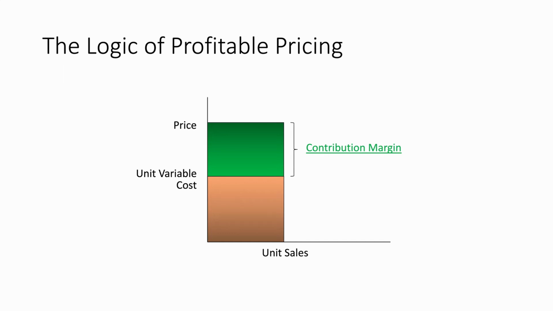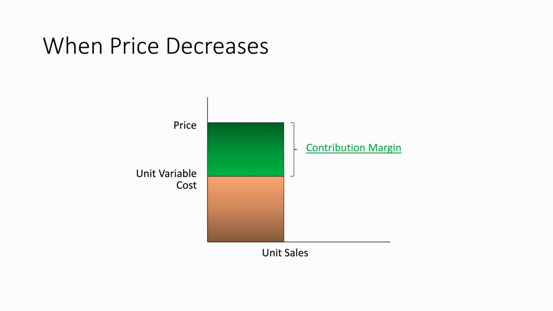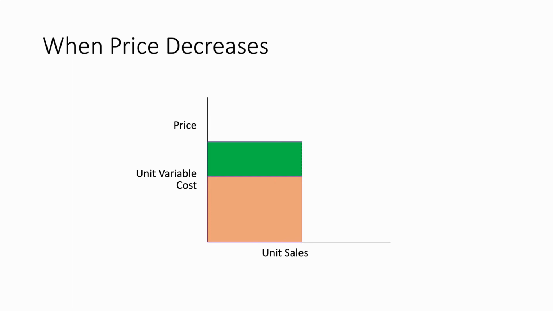Now, if the company decides to make changes in price, what happens when price decreases? If the company drops price, we would expect demand to increase. The demand would move out. Between these two changes, we see the new scenario: the profit moves to here and the cost becomes this block.